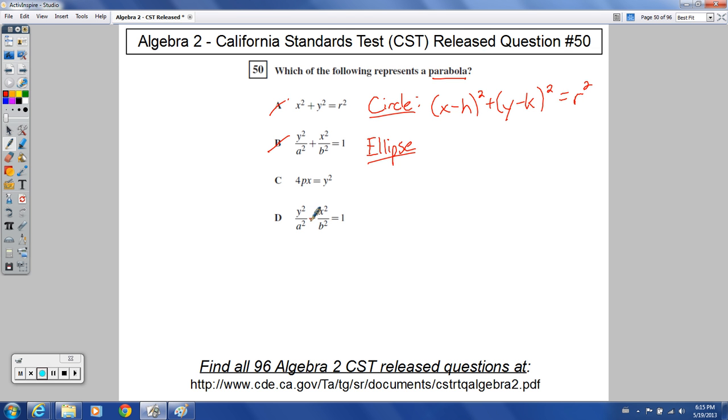C I'm going to come back to in a second, but I noticed that D is the general form for a hyperbola and not a parabola. So by process of elimination, we have eliminated all the wrong answers. We know it's got to be C, but let's talk about why for a moment.